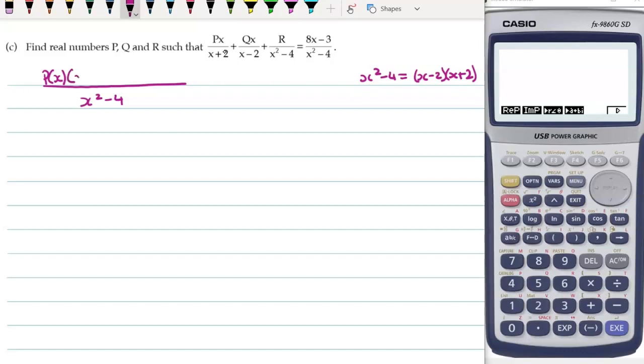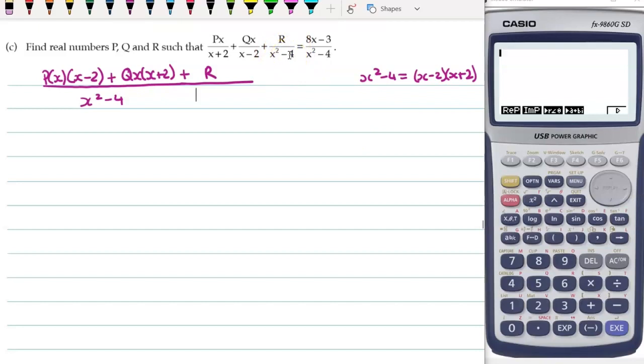Oops, let's just fix that up. For q, we've already got the x minus 2 on the bottom, so that gets times by the x plus 2. And then the r, we've already got the denominator as we want it, so that doesn't need to change. It's just x squared minus 4.